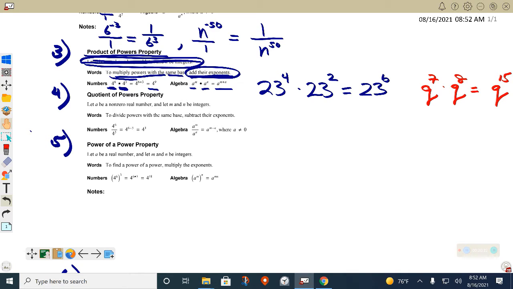How about quotient? It's the same. Number 3 is the same as number 4, except number 4 is dealing with division instead of multiplication. You have the same base, and you're dividing. You subtract the exponents, people.